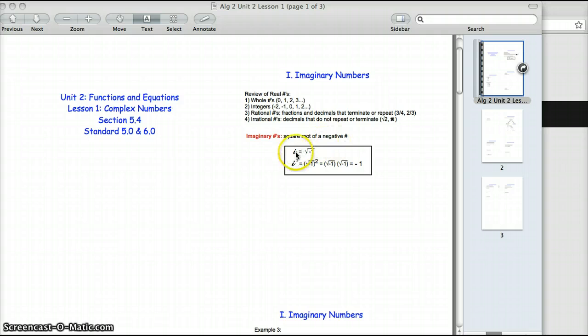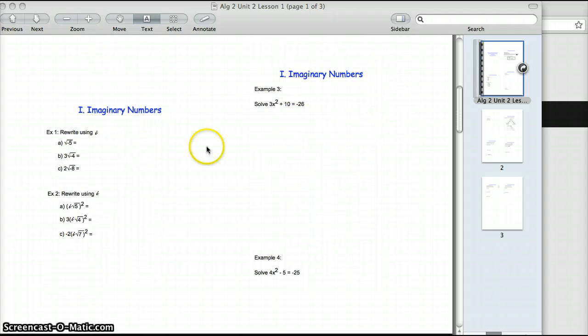For instance, if you have i is the square root of negative 1, and i squared is the square root of negative 1 squared. And the square root of negative 1 times the square root of negative 1 is negative 1. So let's go down here.